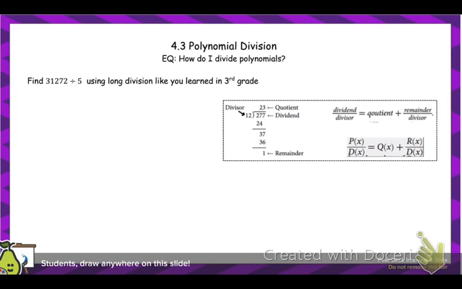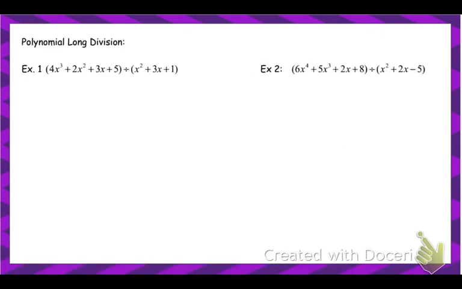So let's go ahead and look at this first one. Just again, remembering some vocab, this is the divisor, the dividend, and then the answer is the quotient. So to set this up, I would have x squared plus 3x plus 1 on the outside, 4x cubed plus 2x squared plus 3x plus 5 on the inside.